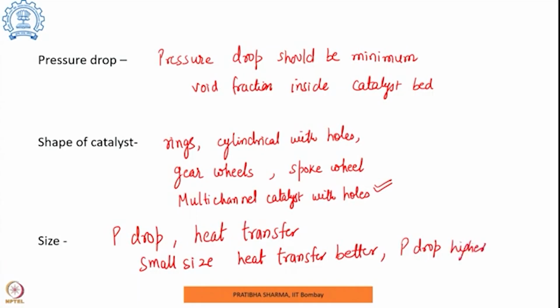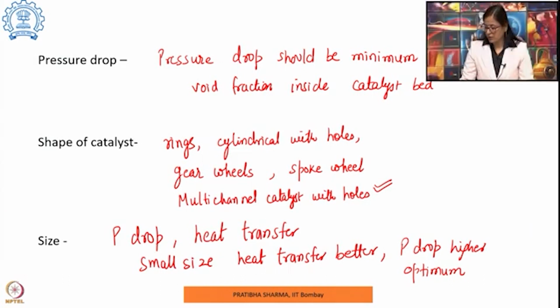So there should be an optimum size of the catalyst to be decided, so as to have a lower pressure drop, at the same time having higher heat transfer characteristics. Usually the catalysts are supposed to operate stably for long hours. Typically about 5 years of continuous operation is required without any loss of the activity.